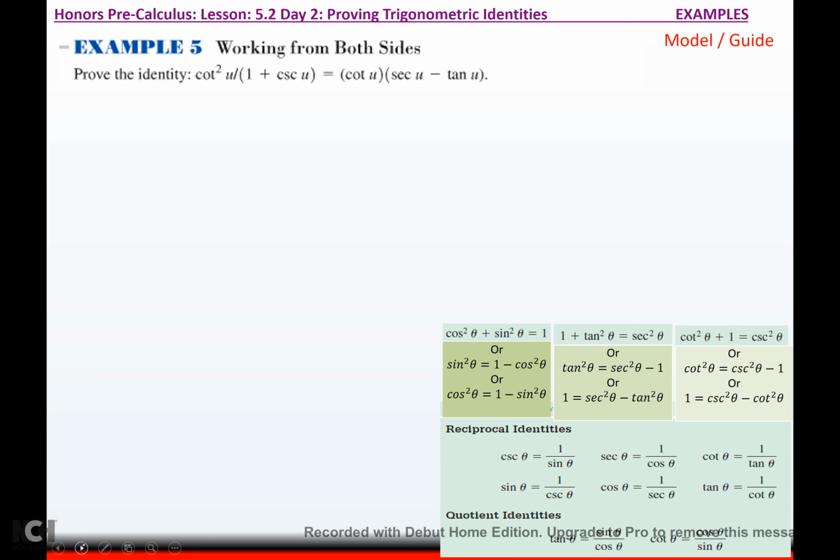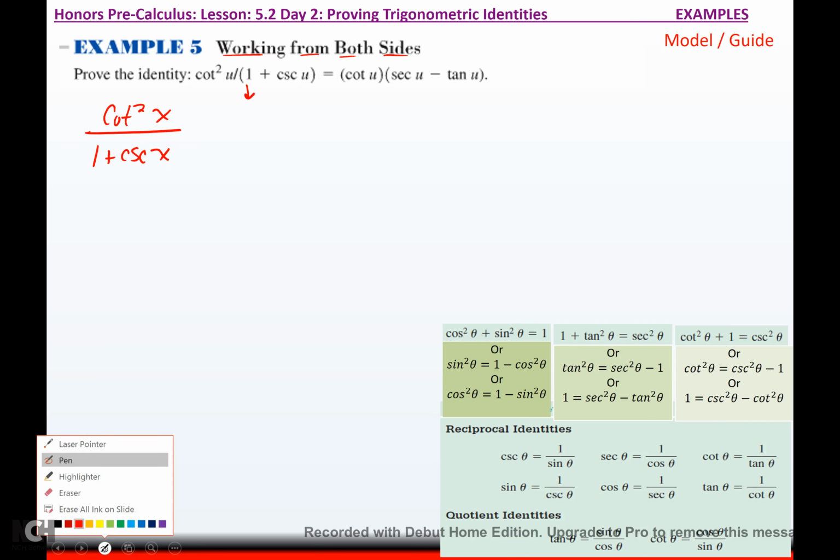Alright, so we have this one. Prove this identity: cotangent squared u over 1 plus cosecant u. I'm going to start on this side and see how far I get. I can tell from this I'm going to have to work from both sides. So let's see, we're going to start with cotangent squared x over 1 plus cosecant x.